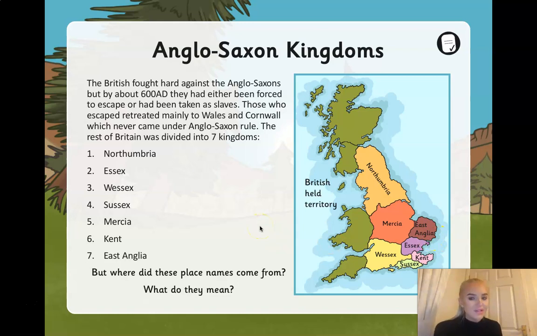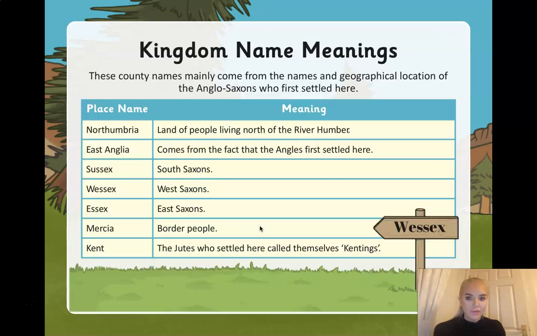We've had a little bit of a discussion about some of these, but where did these place names come from and what do they mean? Can you pause the video and have a bit of a think for me, please? Okay, let's see if you were right. These names mainly came from the geographical locations of the Anglo-Saxons who first settled here. So, when the Anglo-Saxons came along, they split this area of Britain up into 7 kingdoms.